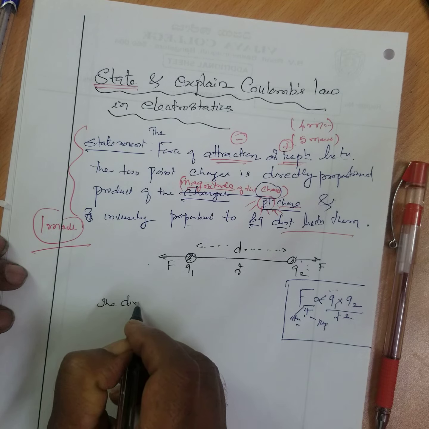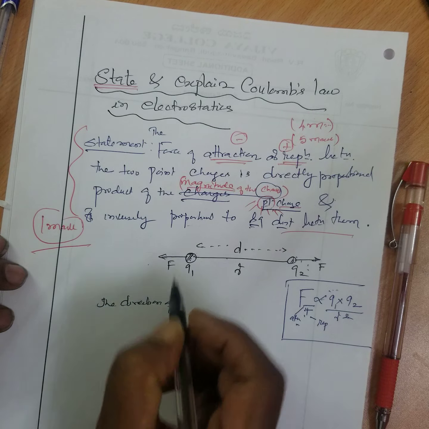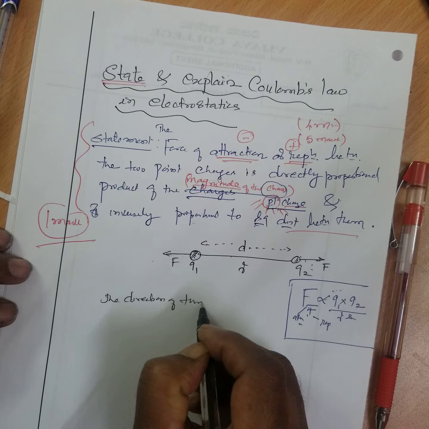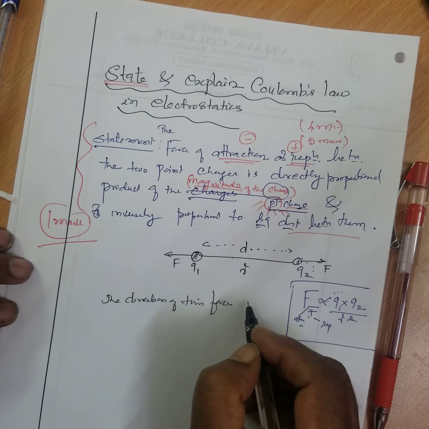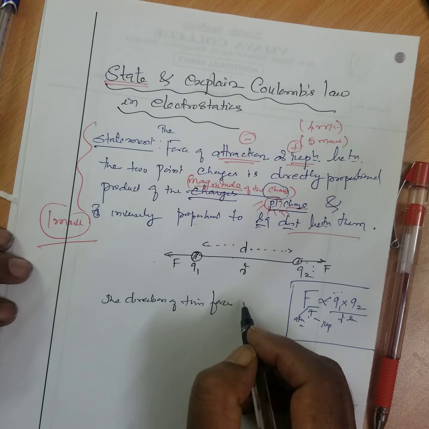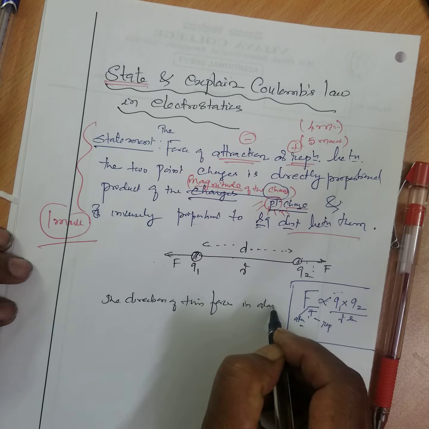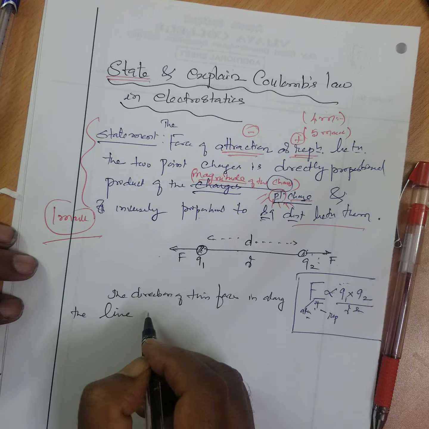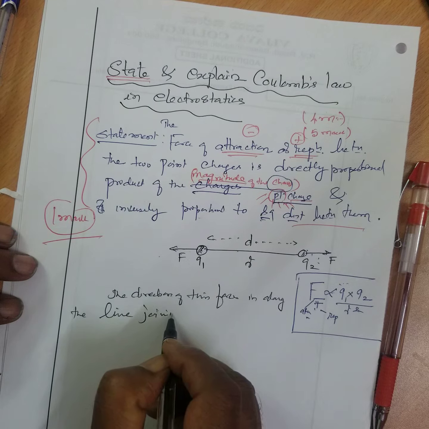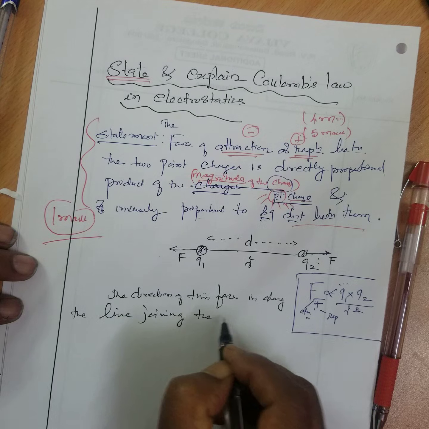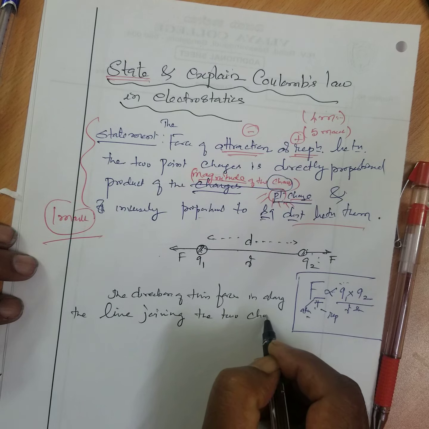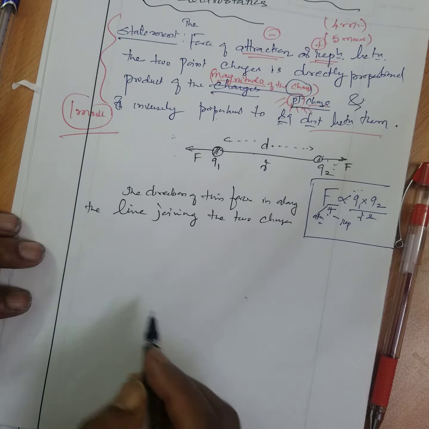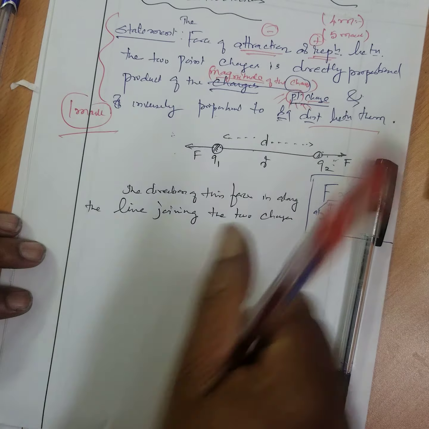The direction of the force is along the line joining the two charges. That is the direction of this force: along the line joining the two charges. What is the explanation? This is the statement. Next, the explanation.